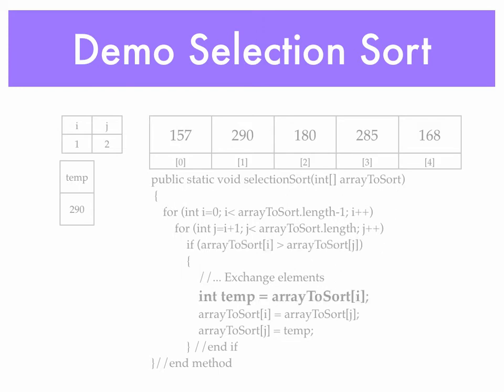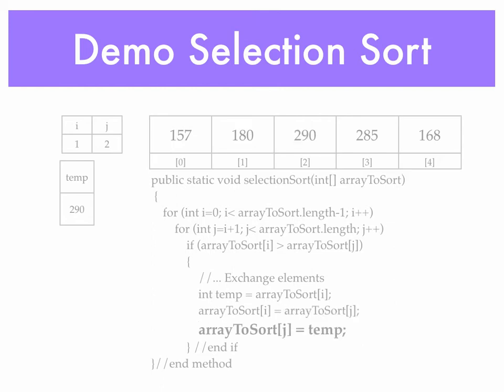We'll then exchange the elements. The value in space I will be put into temp. So temp now has a value of 290. We'll find the value in j, that's 180, put it into the space 1, that's I, and then we'll find the value in temp and put that into the space j, the space 2. Now we have an array that's 157, 180, 290, 285, 168.